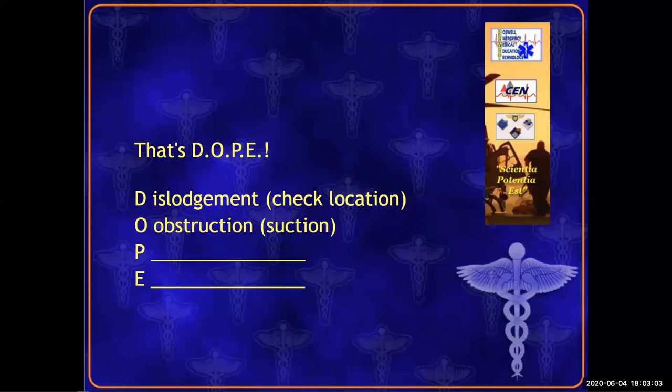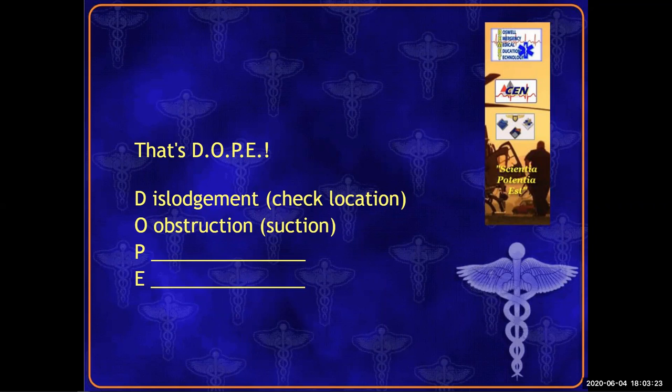O is for obstruction. So it could be blood, could be mucus, could be kinked tubing, could be time for more sedation. They're biting the tube or they're fighting against it. They're bucking the vent. In other words, it's trying to put the air in and they're anxious and they're not letting the machine do the work and they're resisting it. So that's a high pressure alarm. So it might need sedation.